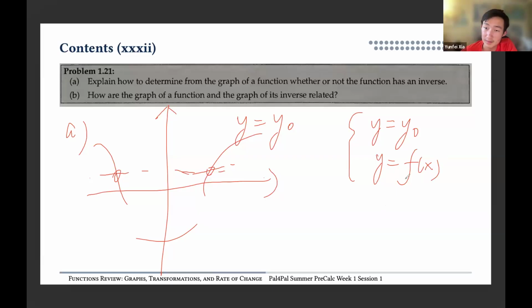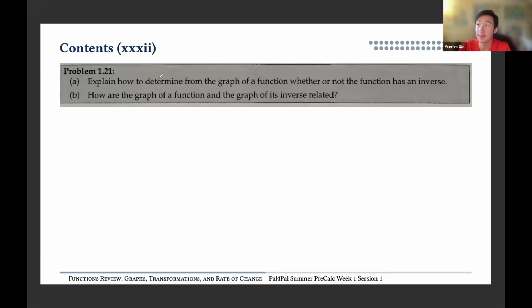So if this system of equations has more than one solution, that means y equals... that means this has more than one solution, right? Which means that one value of y corresponds to two or more values of x, which cannot be the case by the definition of a function. And for b, it is fairly the same. It is a reflection with respect to y equals x.